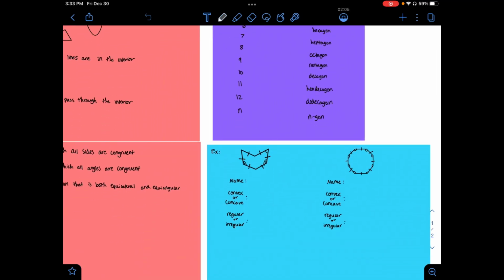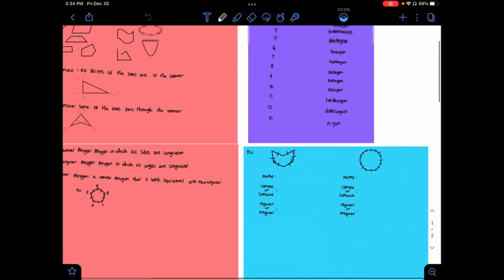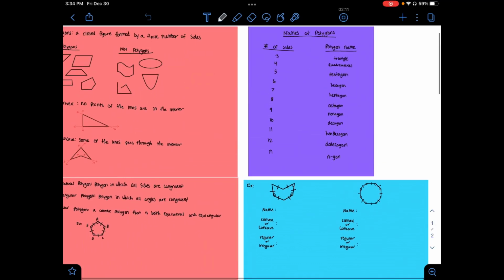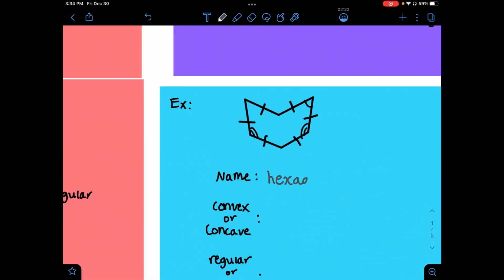So we're going to do an example here. For this one here, first we're going to choose the name. So let's look up here, and then let's count the sides. So we have 1, 2, 3, 4, 5, 6 sides. So if you find 6 over here, it's a hexagon. So this one's a hexagon.